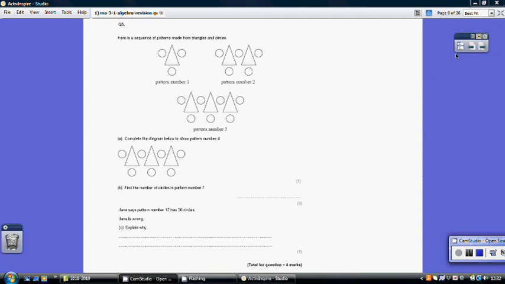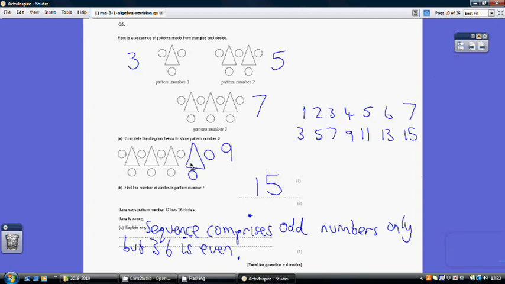Question 5. So, just to complete the pattern, we need to have another triangle and a couple more circles. So that's what the pattern's going to look like. Now find the number of circles in pattern number 7. So let's go back and see how many circles we get, just to numerically understand the pattern.